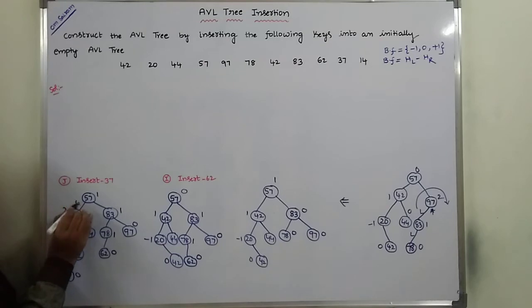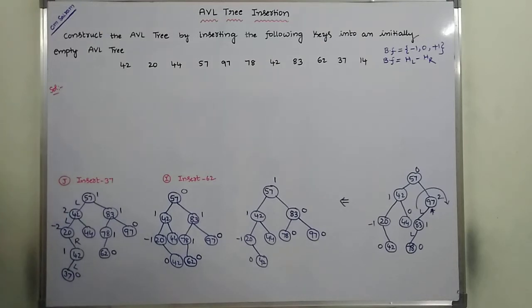So this is L and this is L and this is R and this is L. Okay, so now we have to perform first where we are inserting 37 at this place. So first we have to perform the rotation on these three nodes. Okay. So here R is there, here L is there. Now we have to perform RL rotation.